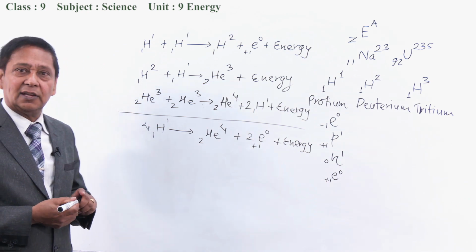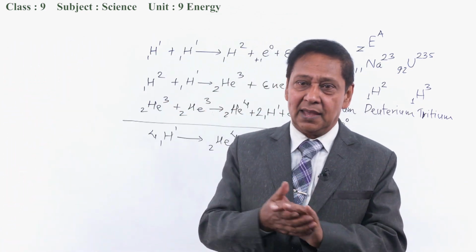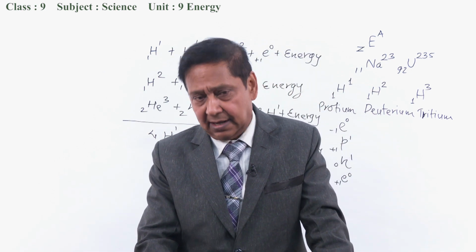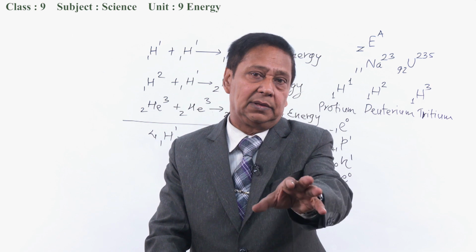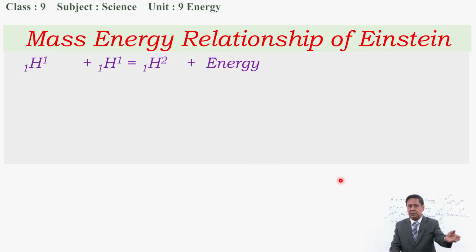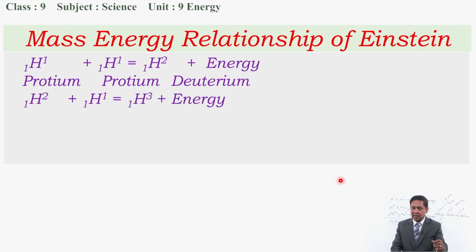This way, the nuclear reaction is constantly taking place in the sun. Now, after this, I want to mention some other matter also. Maybe somewhere it is given this way: hydrogen, this protium, combines with another protium to form deuterium along with the energy. This protium plus protium forms deuterium, and this deuterium again combines with protium to form tritium. Somewhere it may be written like this.